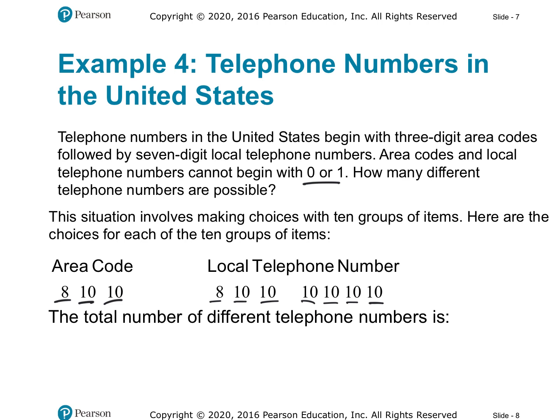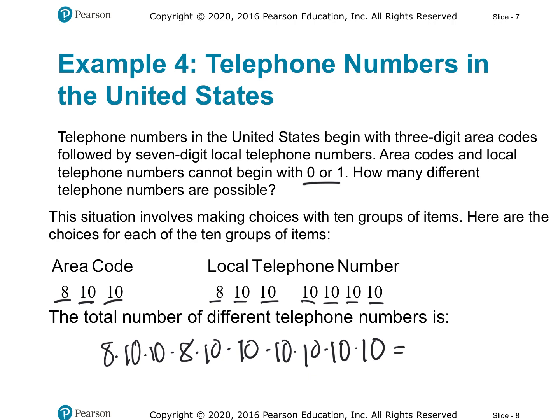So we're going to multiply all those different choices all together. So 8 times 10 times 10 times 8 times 10 times 10 times 10 times 10 times 10 times 10. I think I got all the correct numbers of tens in there. So if you multiply that together in your calculator, you get 6,400,000,000 different telephone numbers. So that's a lot.